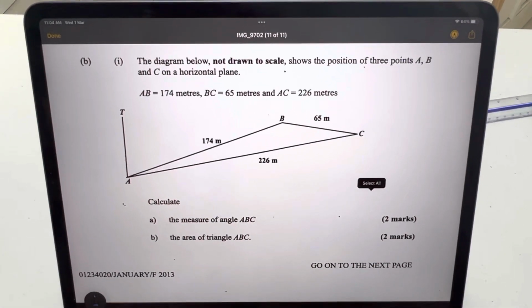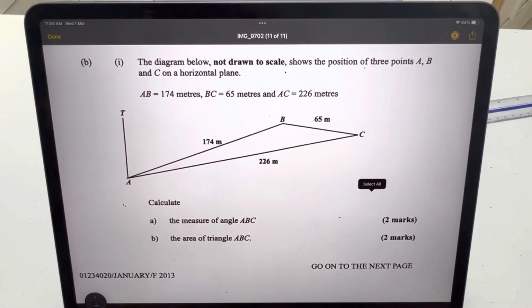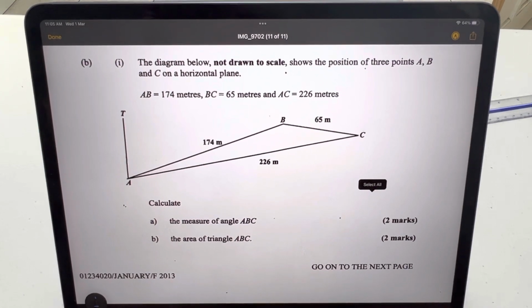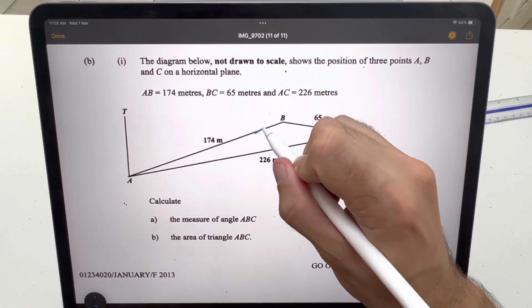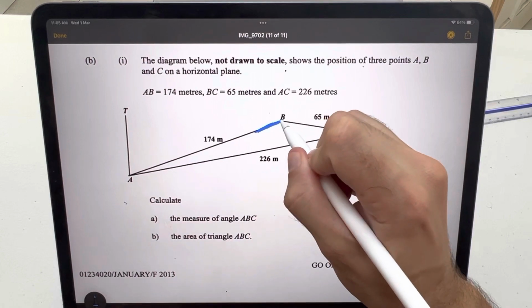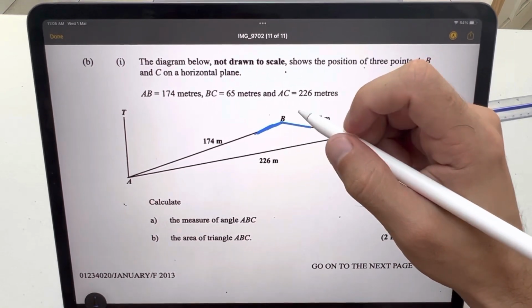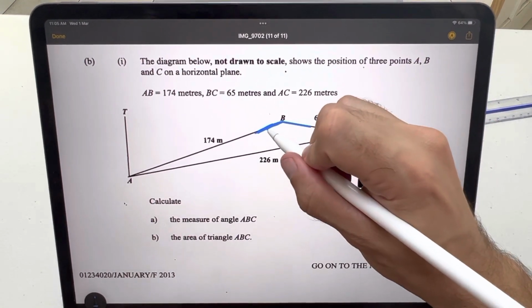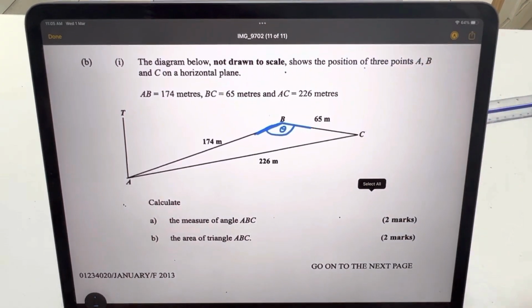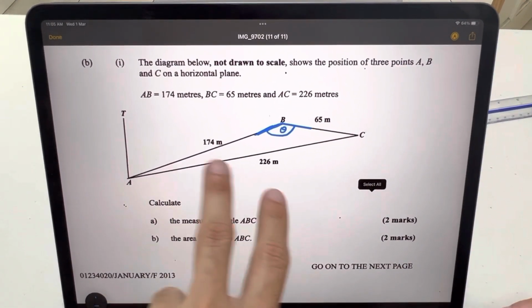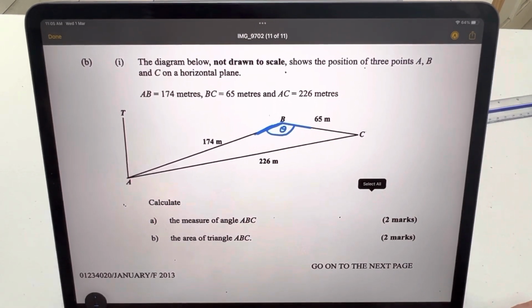This one, the diagram below, not drawn to scale, shows the position of 3 points A, B, and C on a horizontal plane. AB is 174, BC is 65, and AC is 226. Find the measure of angle ABC, which is the angle going from point A to B and then B to C. We want to find this angle. Right, we have 3 sides and no angles in this. So we cannot use sine rule because we don't have a pair.